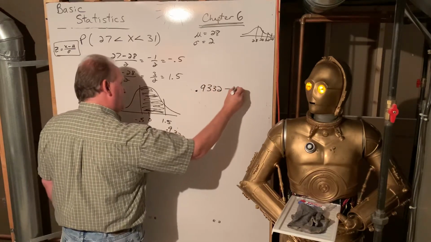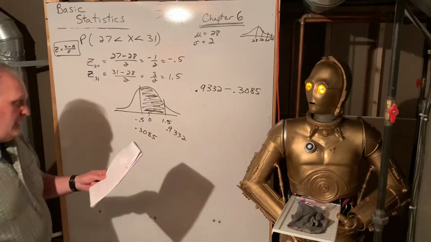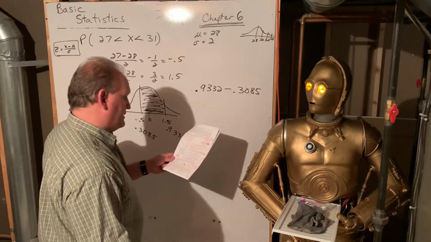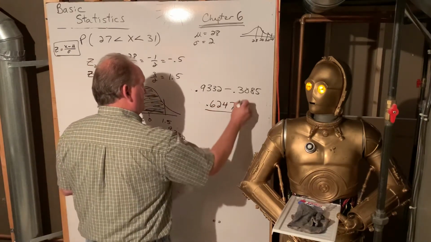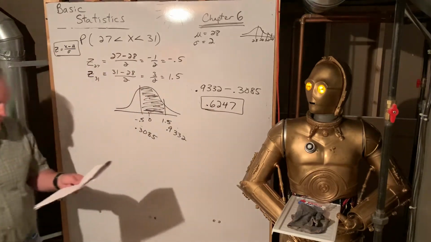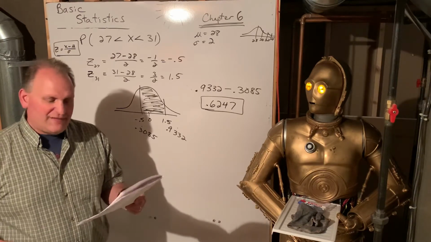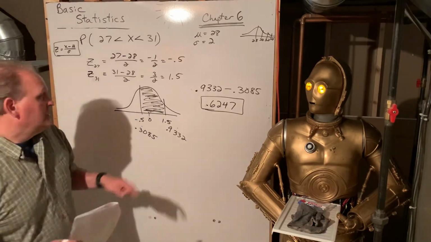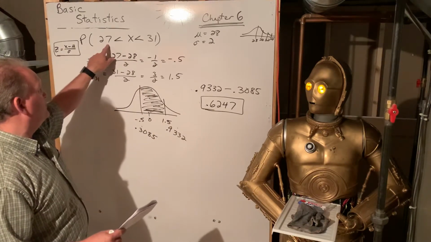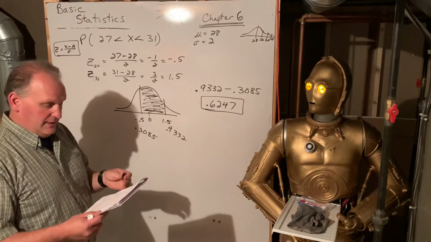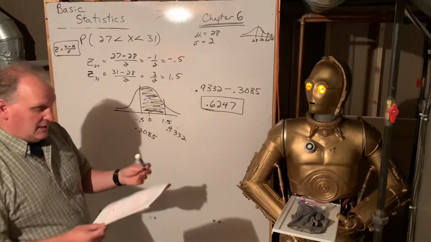0.9332 minus 0.3085. You just subtract those two, and voila, we end up with the correct answer, 0.6247. So that's our probability, not our z. We use z-scores to find our probability. So there's a 62% chance that Americans polled would end up between 27 and 31 pounds of trash. All right, let's take a look at the next one.